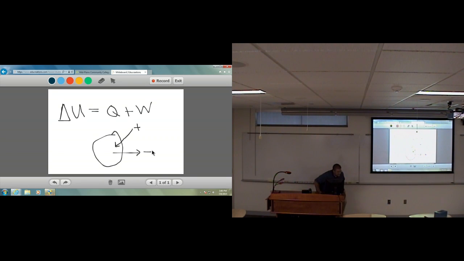But if it says something else does work on the system, something comes in and increases the pressure of the system, or moves the system, or does something inside the system that is equivalent to work being done on the system, then that's positive work, because you're increasing the energy of the system by doing work on it. And so that's what I mean by the two different versions.